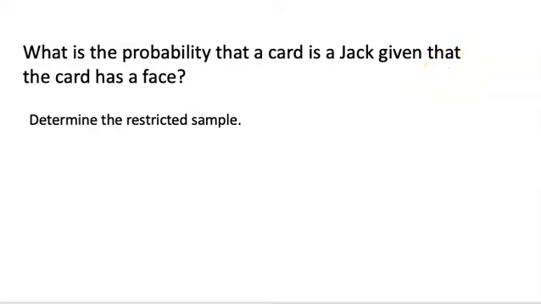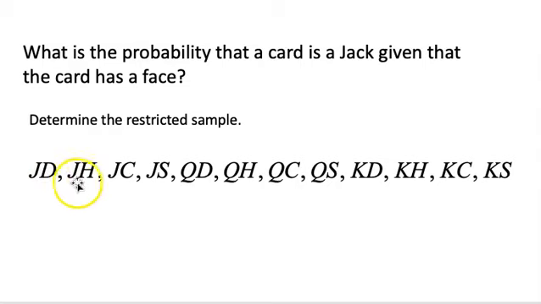So which cards have a face? How many cards do we have? What are they? Well, Jack of diamonds, Jack of hearts, Jack of clubs, Jack of spades, Queen of diamonds, Queen of hearts, Queen of clubs, Queen of spades, King of diamonds, King of hearts, King of clubs, King of spades. That is my restricted sample. That's what is generated after the given statement. So we have a total of 12 cards for us to focus on.